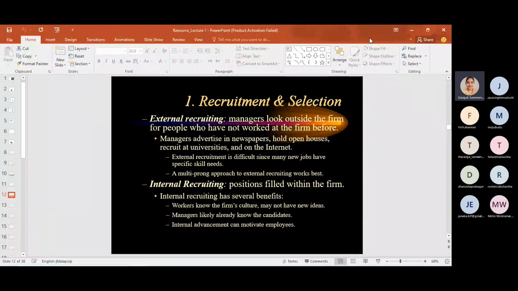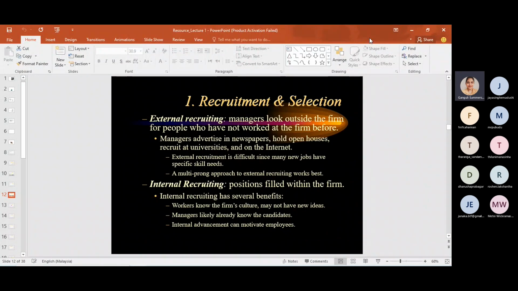Positions are filled within the firm. People are hired from the company or the organization itself. Okay, so external recruiting is the opposite of that. External recruiting means recruiting or hiring people from the outside environment. So you are basically hiring people who have not worked with you before. You are hiring people from the outside environment in external recruiting.